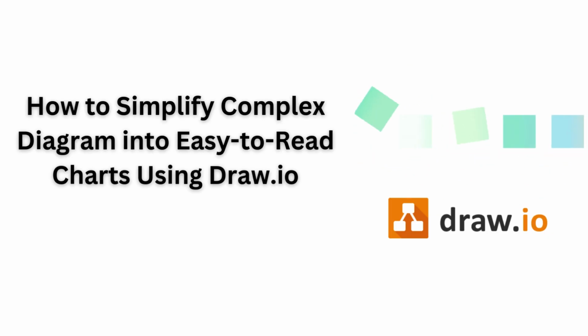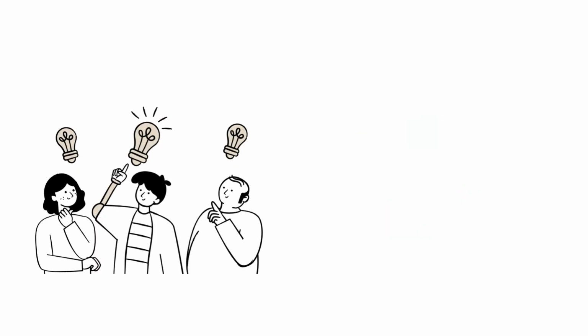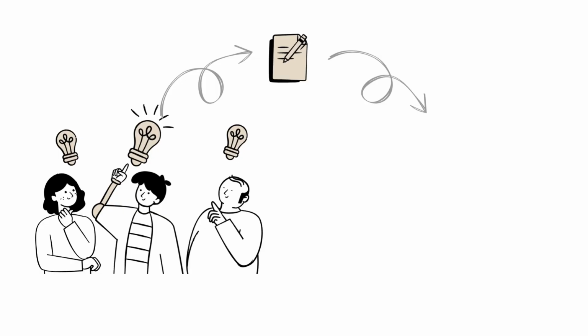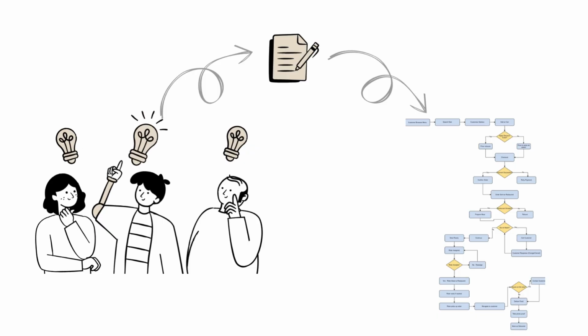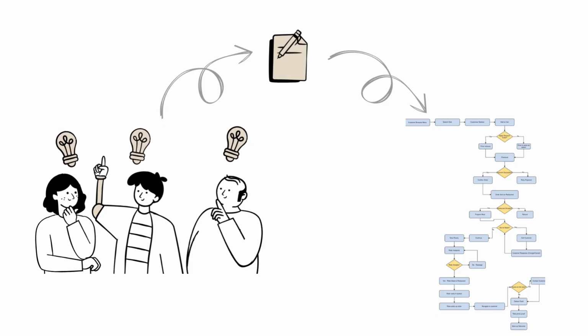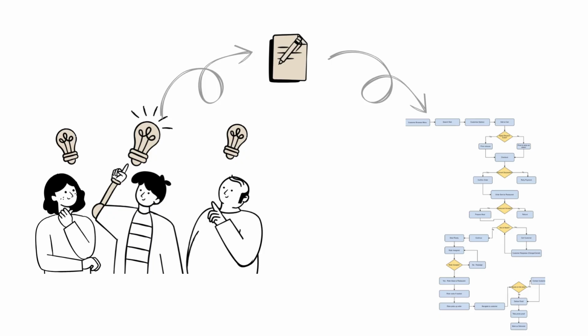Let's jump right in. Let's be real, complex workflows are everywhere. When you first start building a process map, it feels simple. You're thinking, it's just a few steps, how messy can it get? Then boom, suddenly you have 50 boxes, 20 arrows, and no idea where to even look. It's stressful, messy, and honestly, it scares people away. That's why simplifying is not just nice to have, it's essential.